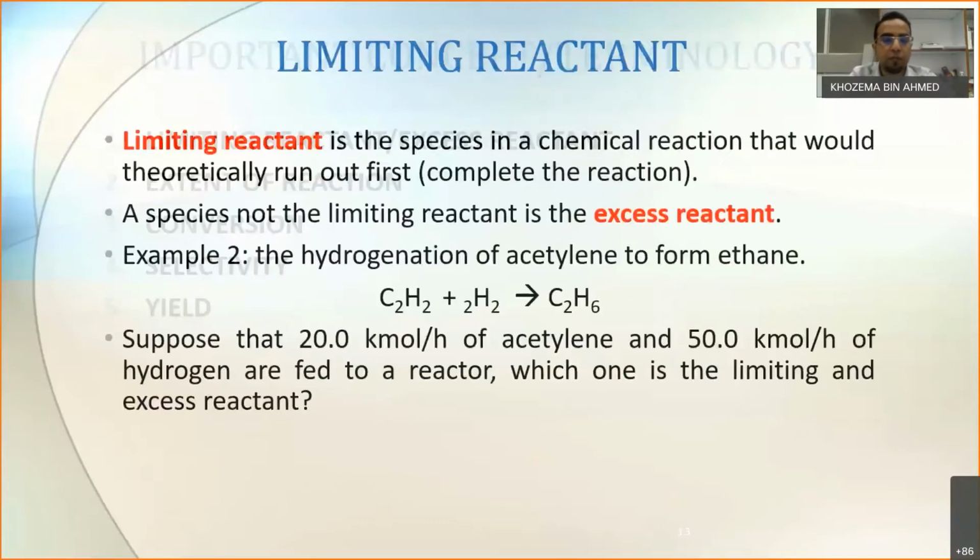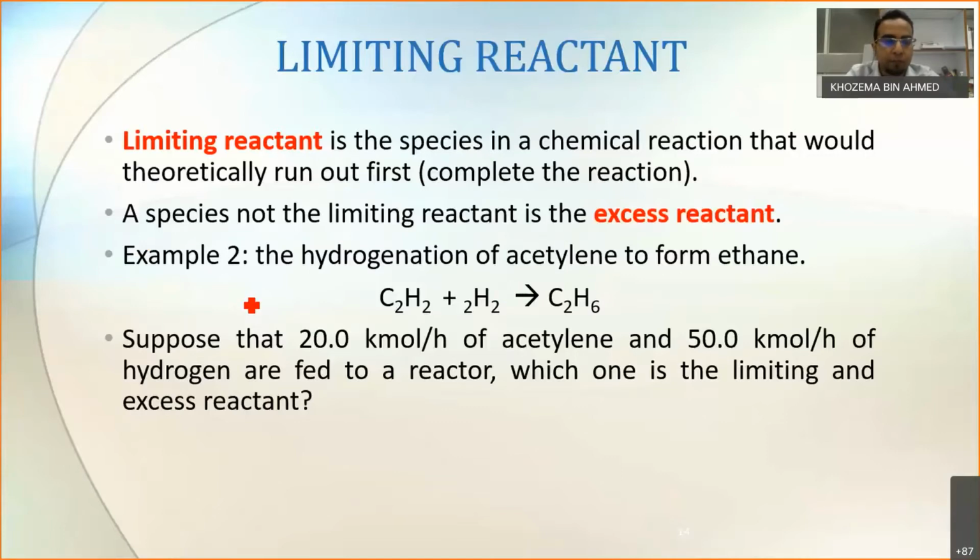So let's look at the first thing. Limiting reactant, as its name says, is the species in the chemical reaction that would theoretically run out first. Meaning that if you have two types of reactant, one will finish first. If one reactant is finished, then the reaction is complete. And if you have a limiting reactant, then definitely you have an excess reactant. So excess reactant is the opposite of limiting reactant, a species that is not limiting.